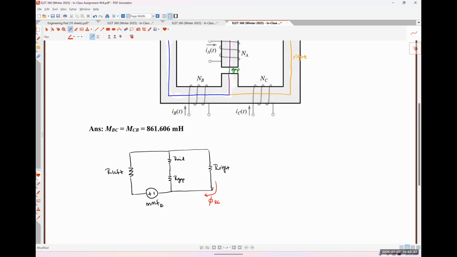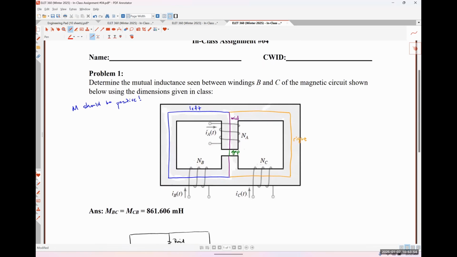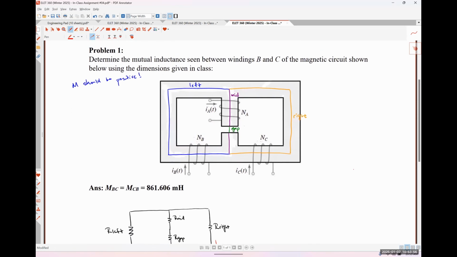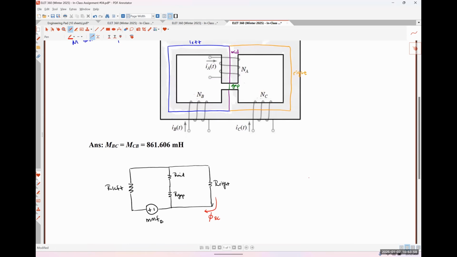Okay, so let's see what we're looking for. Mutual inductance seen between the windings. All right. So we've got our little magnetic circuit drawn. I guess the best thing for us to do right now would be to figure out what all of those reluctances are for the time being, right?